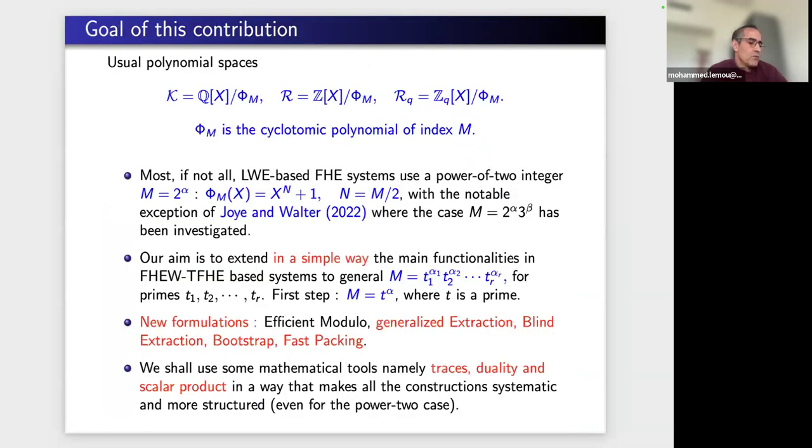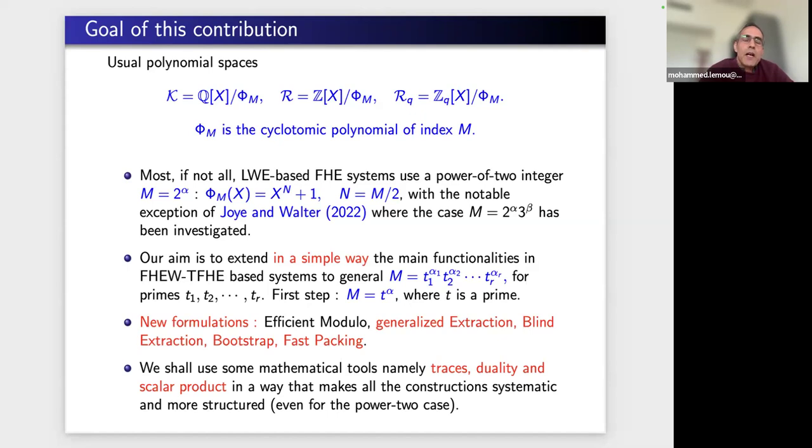So let me go to the problem. Let me describe the main goal of this contribution. So what is the goal of this contribution? This contribution concerns the ring LWE encryptions.